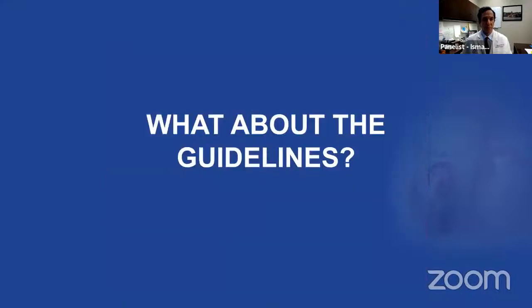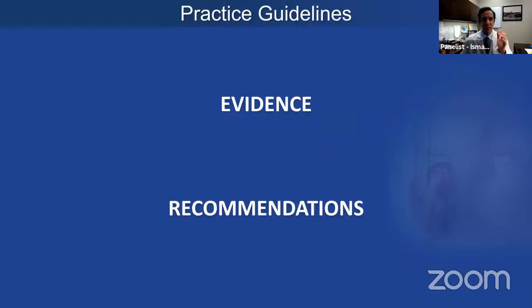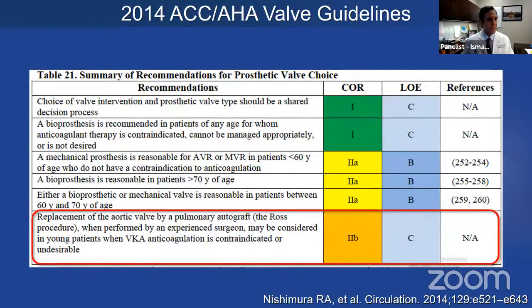My final point is, what about the guidelines? The guidelines are supposed to align evidence and recommendations in a straight line, take the evidence and make recommendations. And yet when we look at the 2014 ACC-AHA valve guidelines, and the most recent version was published a few weeks ago, the 2020 guidelines, and there has been no change, the Ross is a class 2B indication with level of evidence C to be performed by an experienced surgeon. It may be considered in young patients when anticoagulation is contraindicated or undesirable, really not reflecting the data that I just showed you earlier.